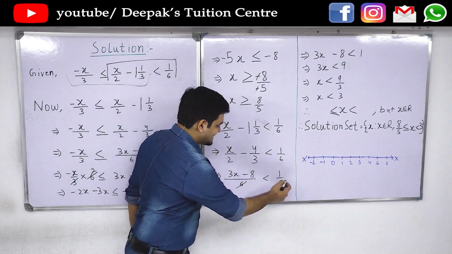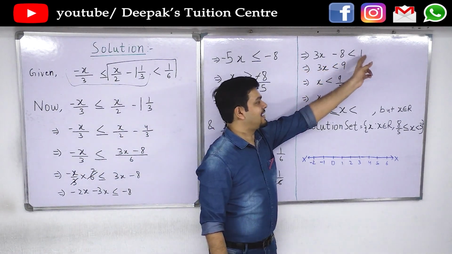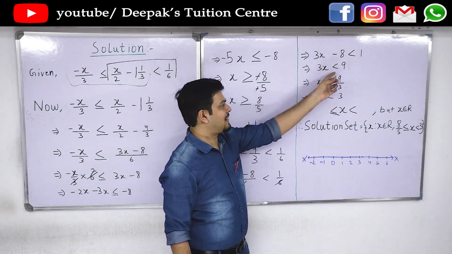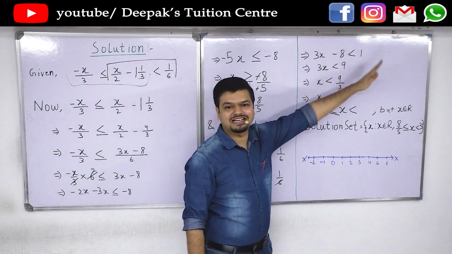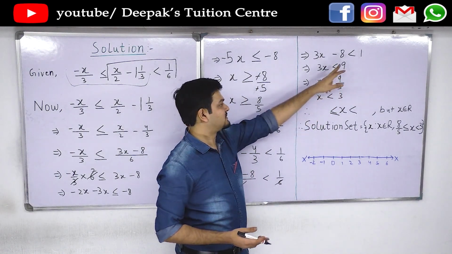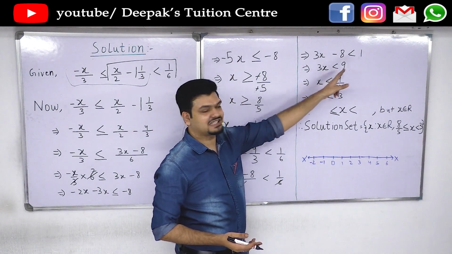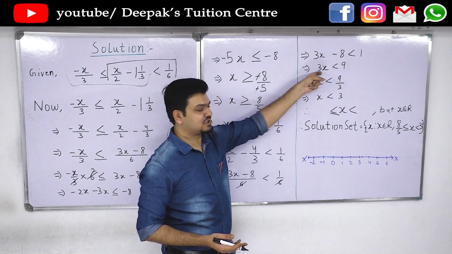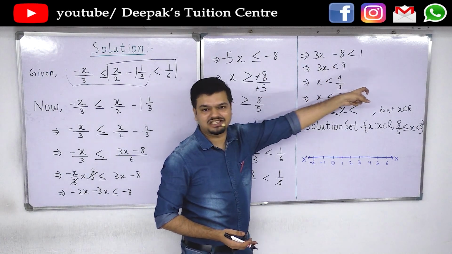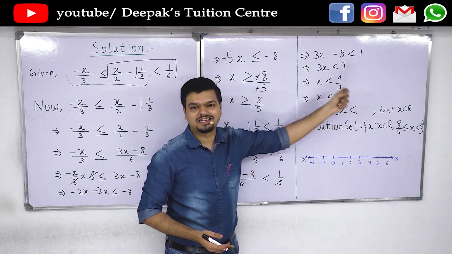We can simply cancel the 6's off. We get 3x minus 8 is less than 1. So therefore, when we transpose minus 8 from the left hand side to the right hand side, it becomes plus 8. So we have 1 plus 8, that is 9. So 3x is less than 9. Now we transpose 3 from the LHS to the RHS. We get x is less than 9 by 3.